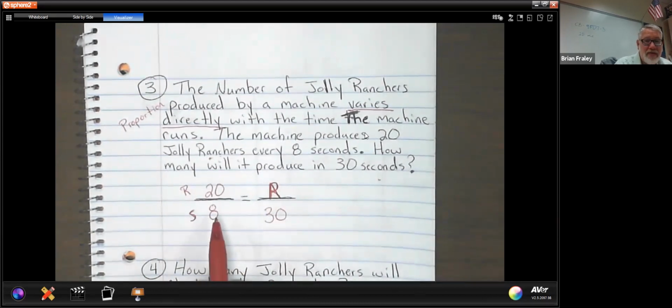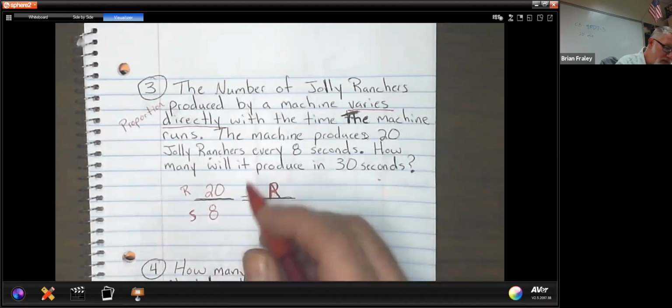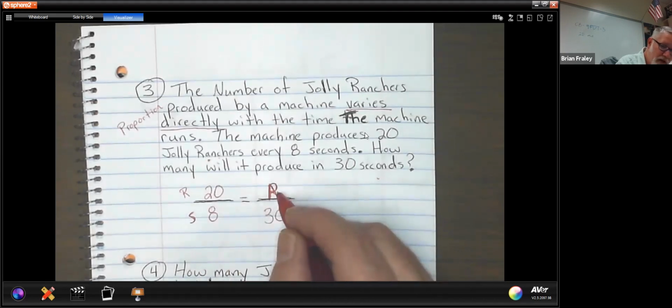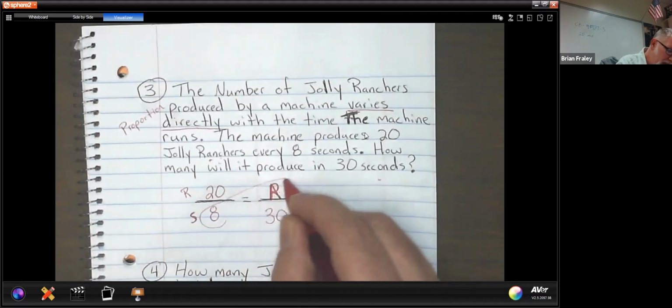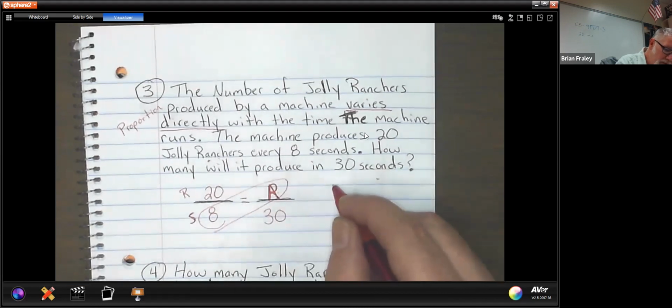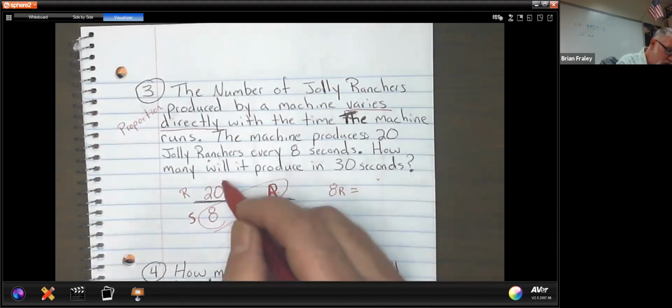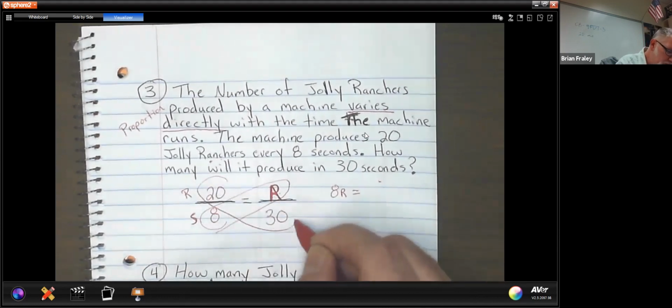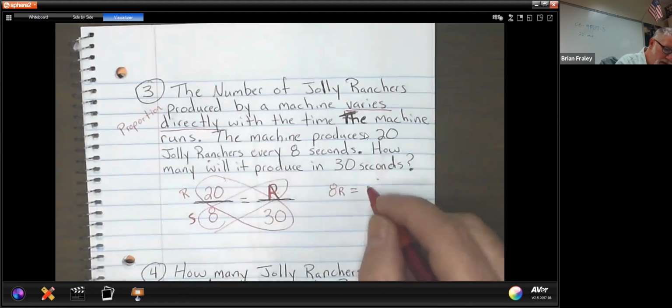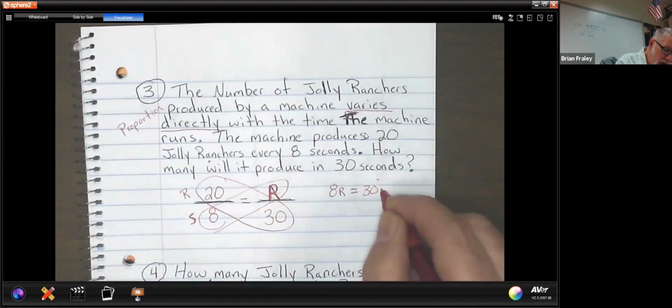My scale factor, I don't see it. I don't recognize it. I think it might be a decimal, but that's not a big deal. So if we don't see the scale factor, you always find your variable and circle its diagonal, and you set this up. So 8 times R, or 8R, equals, and then circle the other 2 and multiply them together. 30 times 20.